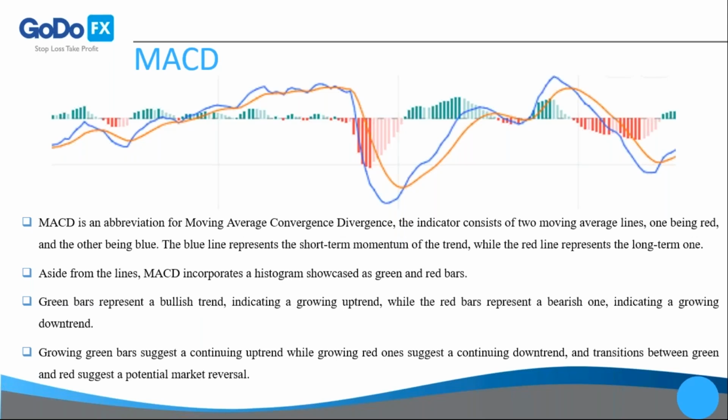You can refer to the histogram and the moving averages when performing an analysis. The green bars in the histogram represent a bullish trend, indicating a growing uptrend, while the red bars represent a bearish one, indicating a growing downtrend. Growing green bars suggest a continuing uptrend, while growing red ones suggest a continuing downtrend, and the transition between red and green suggests a potential market reversal.